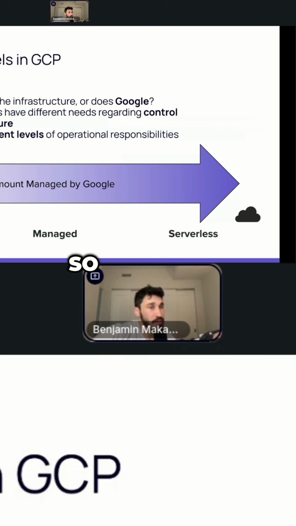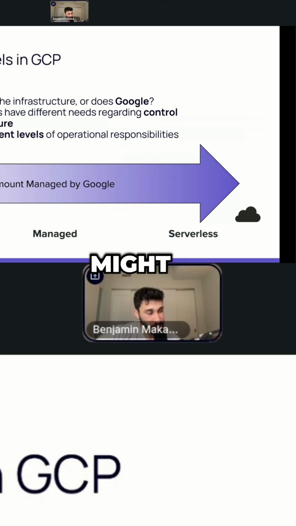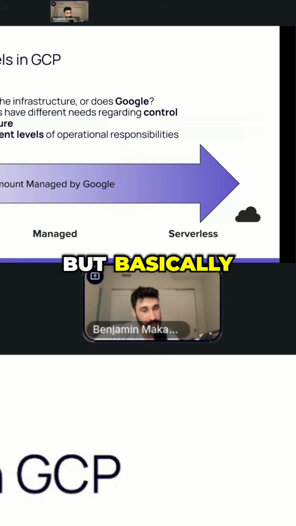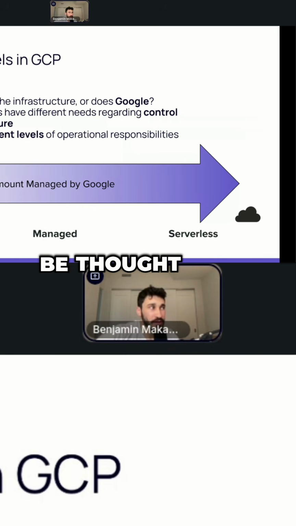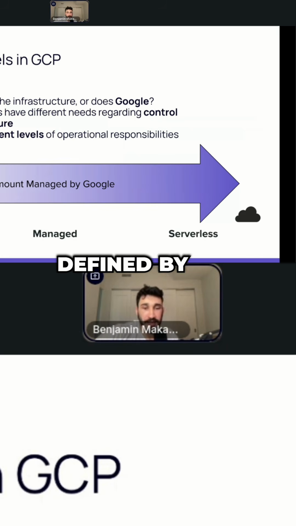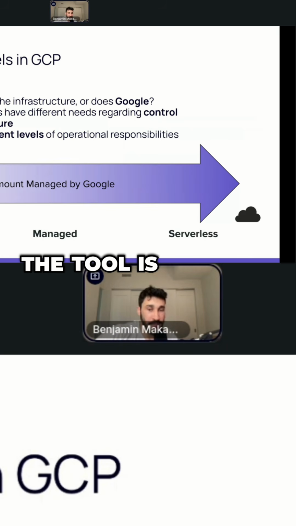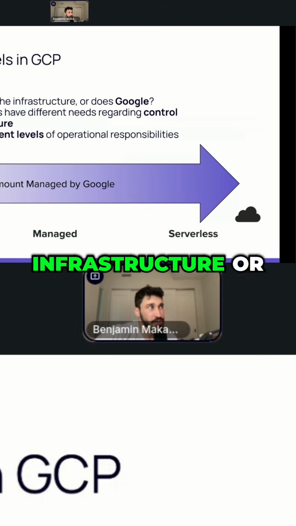Okay, so what are management levels in GCP? A lot of you might have heard of these terms before, and might already be familiar with this, but basically, services on GCP can be thought of as either being unmanaged, managed, or serverless. They fall on a spectrum defined by the amount that the service or the tool is managed by Google, right? So the question is, do you manage the infrastructure or does Google?